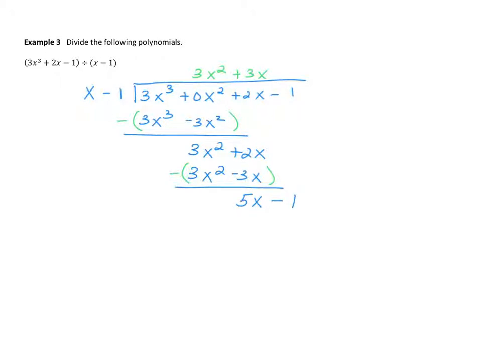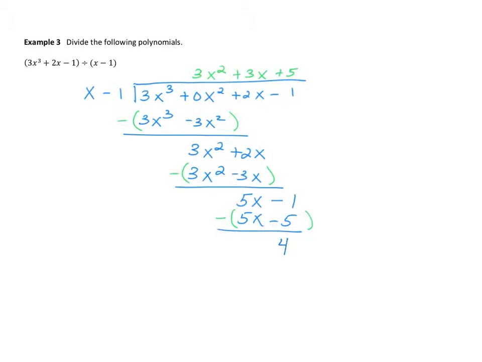Okay, I'm at my last step. Okay, I want to cancel a 5x, so I'm going to multiply this by 5. I get 5x minus 5, and when I take the difference, we get 5x minus 5x, which is 0. Negative 1 plus 5 is 4, so here we have a remainder of 4.